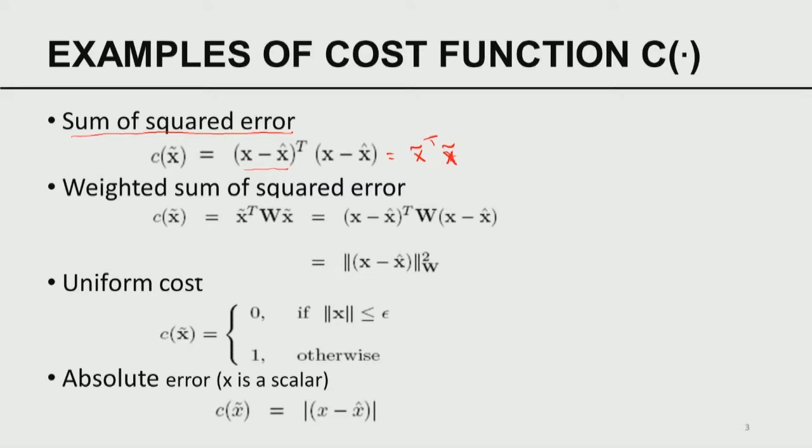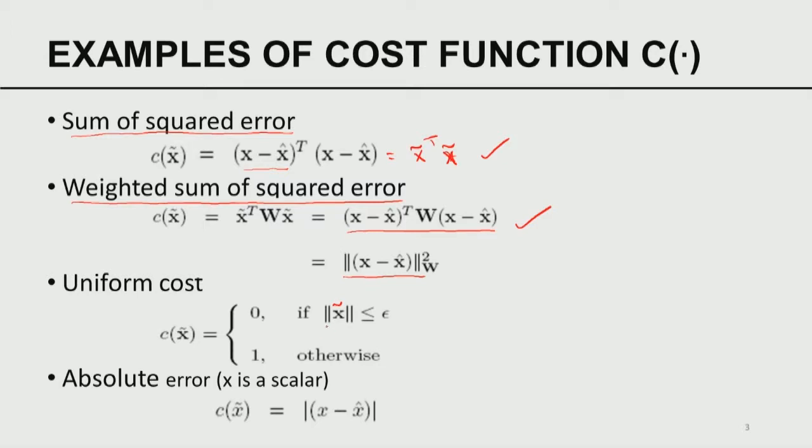The next one is the weighted sum of squared errors. In the first one, there is no weight. In the second one, we are adding a weight w. So this is simply the weighted sum of squared errors, which is also called the square of the energy norm of the error. We are very familiar with the first one as well as the second one. There are a couple of other ways in which one can design the cost function.